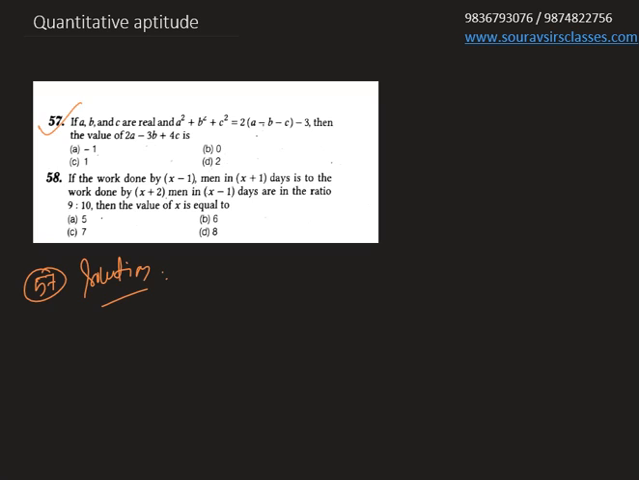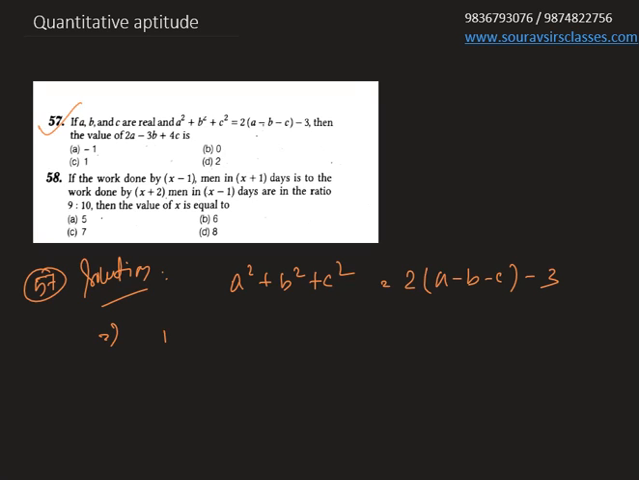If a, b and c are real and a square plus b square plus c square equals 2 into (a minus b minus c minus 3), then we need the value of 2a minus 3b plus 4c. So we are given that a square plus b square plus c square is equal to 2 into (a minus b minus c minus 3).